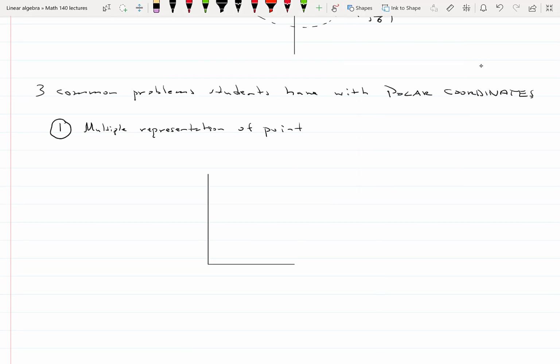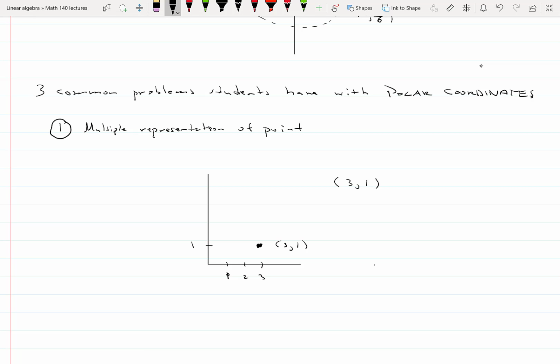Here's the first quadrant of the rectangular plane. Suppose I wanted to plot the point, let's do 3, 1. We would look at the x-coordinate, move 3 units along the x-axis, move 1 unit along the y-axis, and plot our point. 3, 1. There is only one representation of that point. There's only one way to designate that point that I'm putting there, and that's by writing 3, 1.